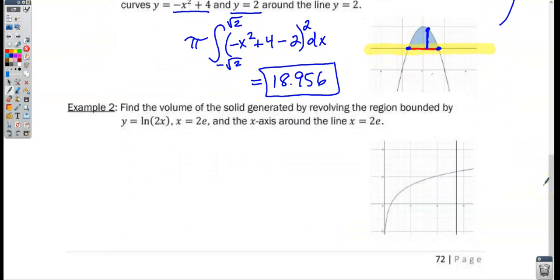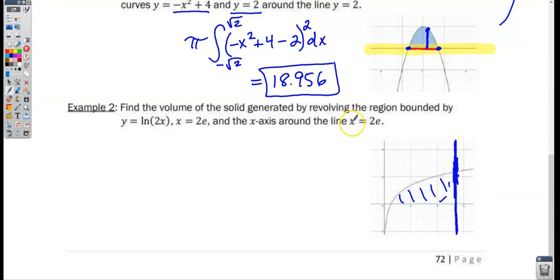Find the volume of the solid generated by revolving the region bounded by y equals natural log of 2x, that's this curve, x equals 2e, that's this line right here, and the x-axis around the line x equals 2e. So here's our axis of rotation. It forms an entire boundary of the region that we're revolving. So we're going to use the disk method.